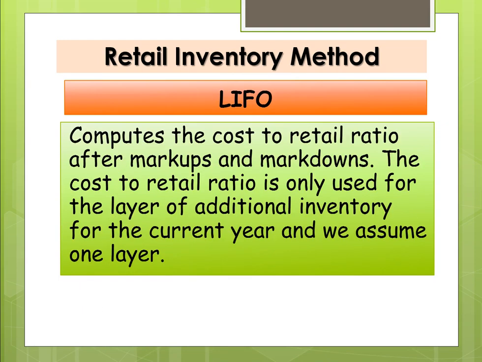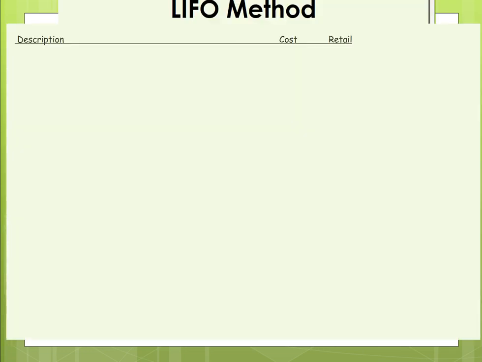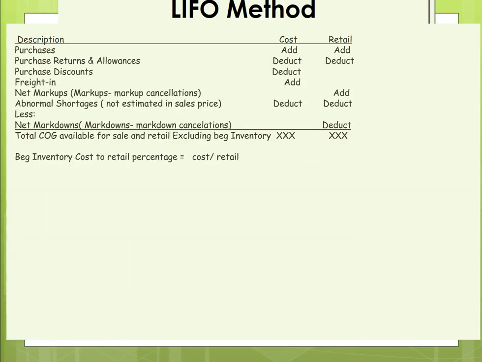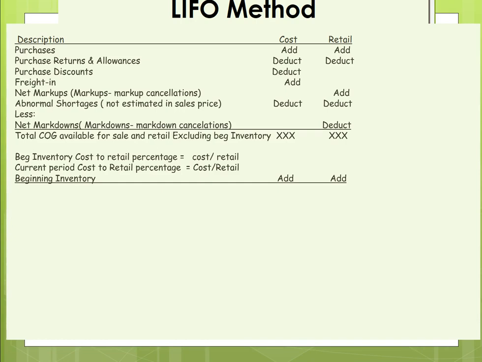So this computes the cost to retail ratio after markups and markdowns. The cost to retail ratio is only used for the layer of additional inventory for the current year, and we assume one layer. So this is our model of how we do it. First of all, we would exclude beginning inventory in our total, and we would come up with a ratio for our current period, and then we would add beginning inventory, and we'd do a separate ratio for that. So you're going to have at least two ratios whenever you do this calculation.